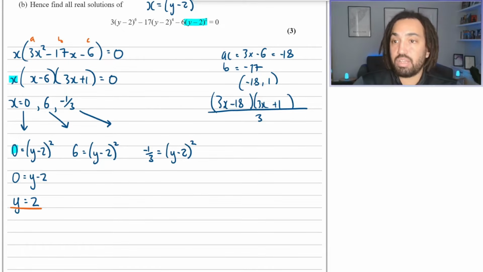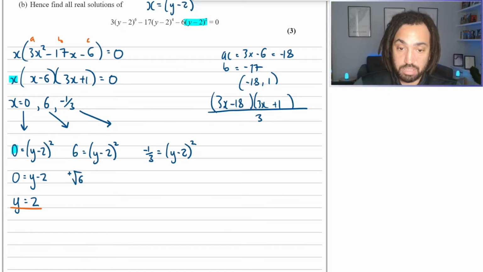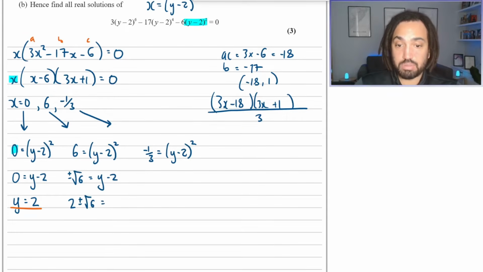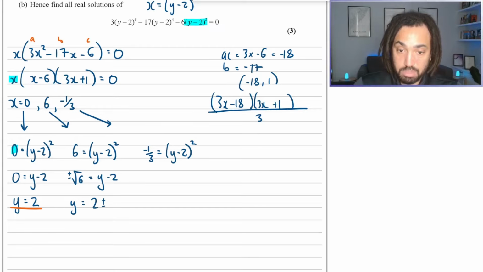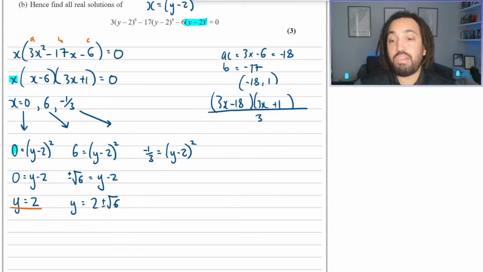Lovely. The next one, when I square root 6, I do get plus or minus. And then I add 2 to both sides, so I get 2 plus or minus the square root of 6 is equal to y. So let's just write that as y equals 2 plus or minus root 6. That's a nice way of doing it.